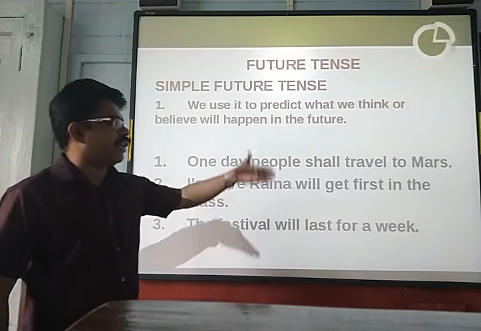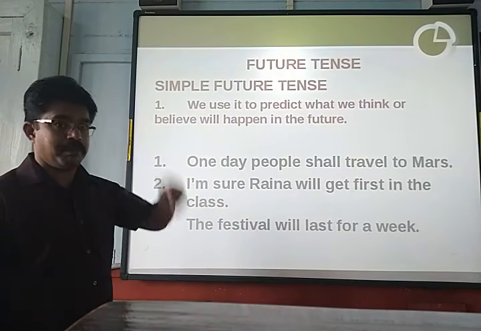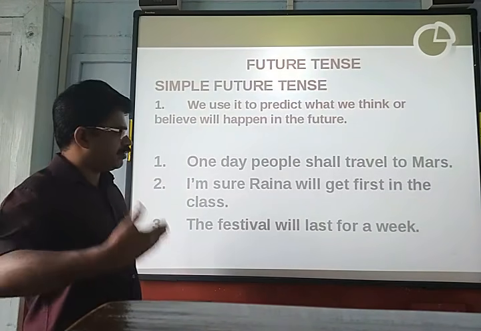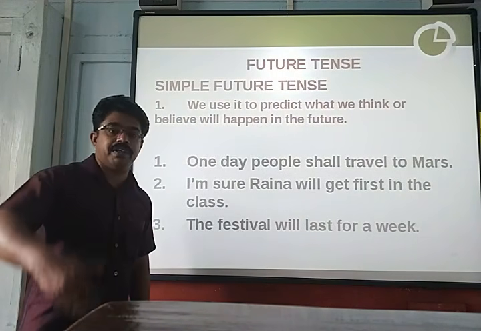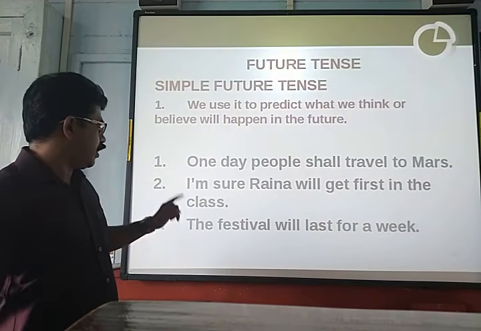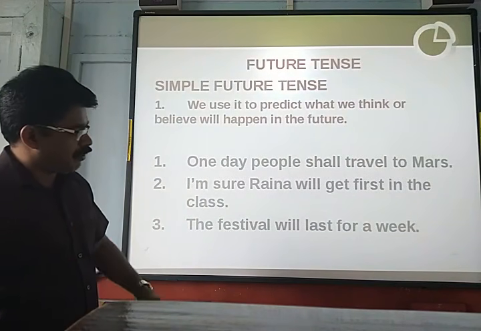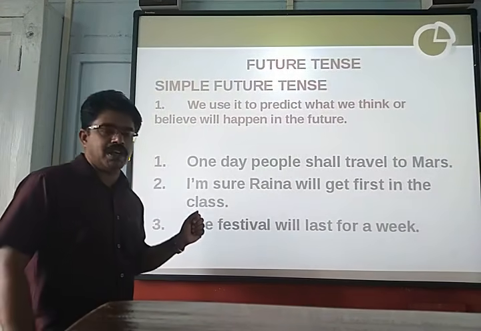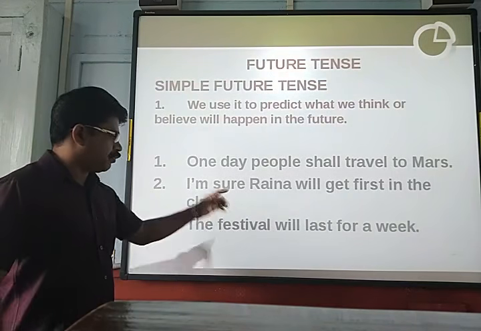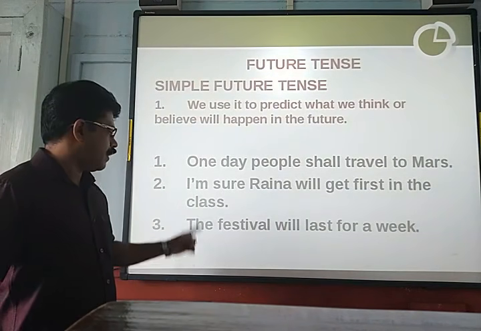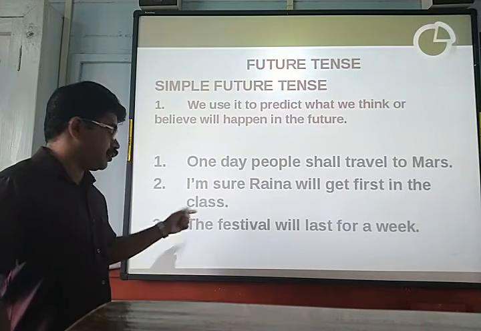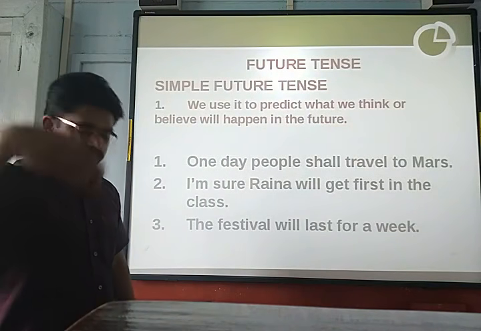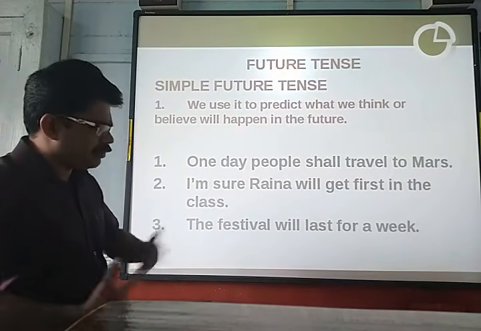One day, people shall travel to Mars. People are capable of doing so many things. These days, we people are so much developed. We can do anything. We can progress. We can move anywhere. So here, I'm sure Raina will get first in the class. Which Raina, let's not take it for cricketer Raina. Whoever it may be, I'm sure he will get first in the class. So something that we assume will take place in the future time. So that is simple future.